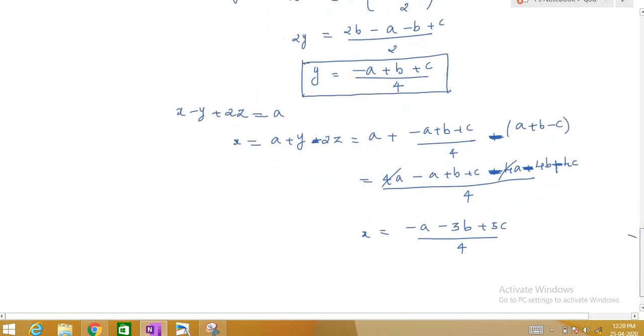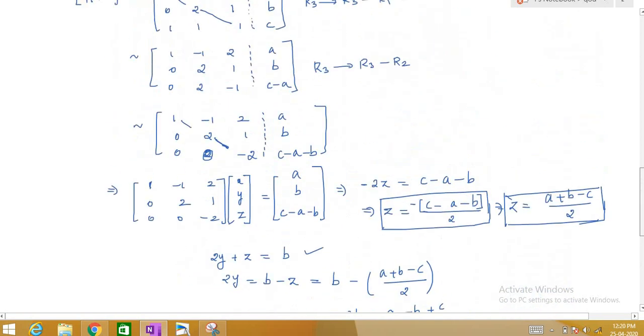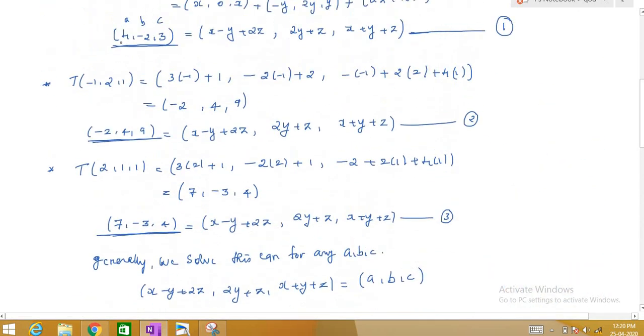So what we did here is, we just found the values of a, b, c in general. But what we need to find is for this term, that is 4 comma minus 2 comma 3, and for minus 2 comma 4 comma 9 and 7 comma minus 3 comma 4, right? So what we will do is, we just substitute a is equal to 4, b is equal to minus 2 and c is equal to 3 in order to find x, y, z for this first equation.